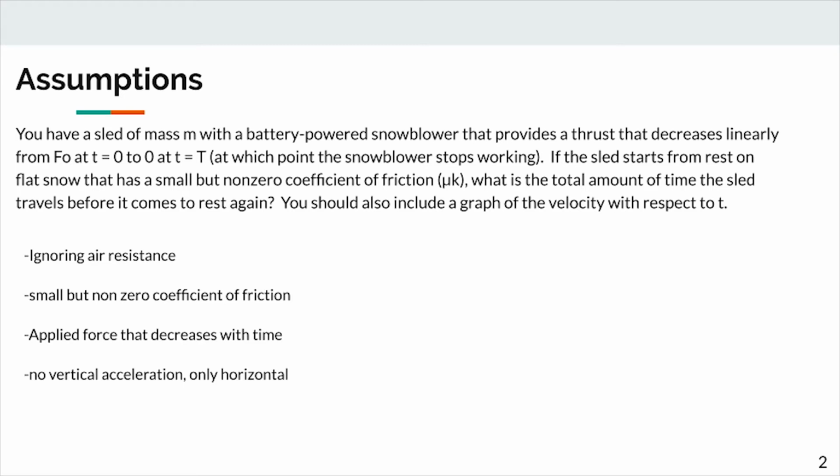From what we are given in the problem, we can make a few definite assumptions. We can ignore any effect air resistance may have on the sled as it travels. We know there is some amount of kinetic friction applied to the sled. We can assume that the battery-powered snowblower applies a horizontal force to the sled over time, and we can gather that there is zero vertical acceleration since the sled only travels in a horizontal motion.